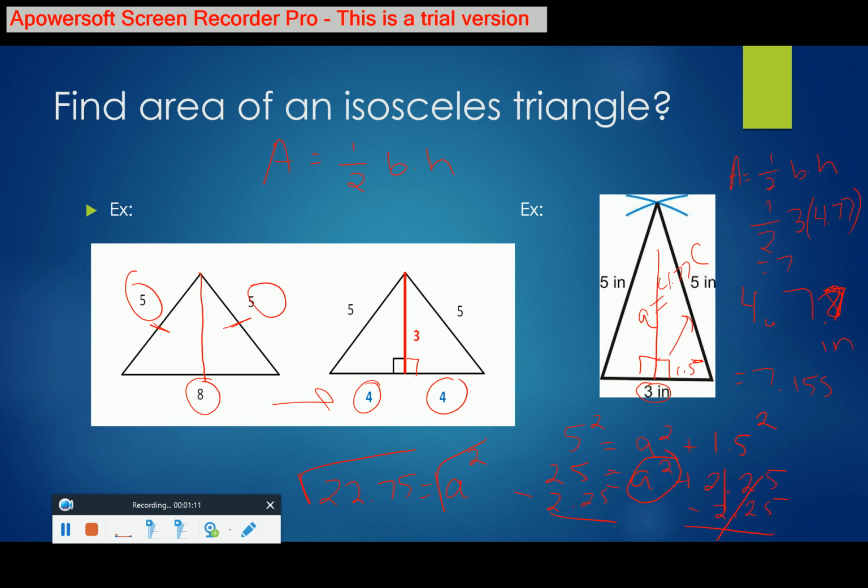So this a is equal to 4.77. And then you have to find the area. Remember, area is equal to 1/2 base times height. So we plug this in, 1/2, 3 times 4.77, and you end up with 7.155, and this will be inches squared. Okay.